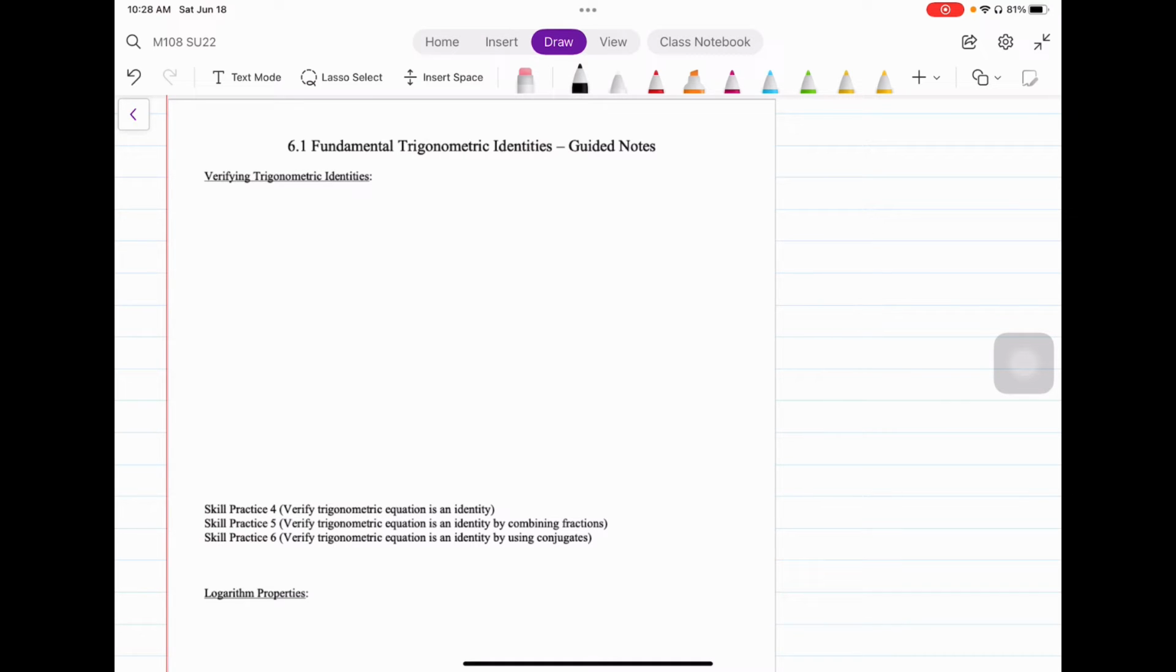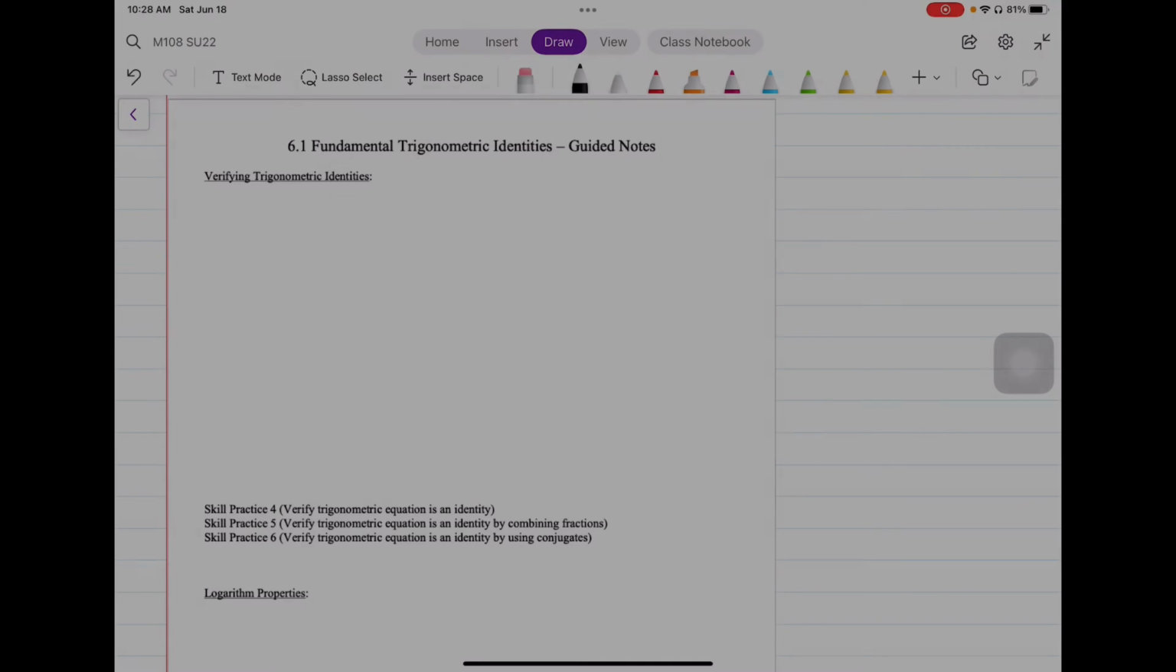So do you want to use the reciprocal? Do you want to use quotients? Do you want to use Pythagorean? Something like that. And then you can use either factoring or combining like terms, common denominators, or some sort of algebraic technique in order to simplify. And you can always try and write things completely in sine and cosine to see if that helps as well.